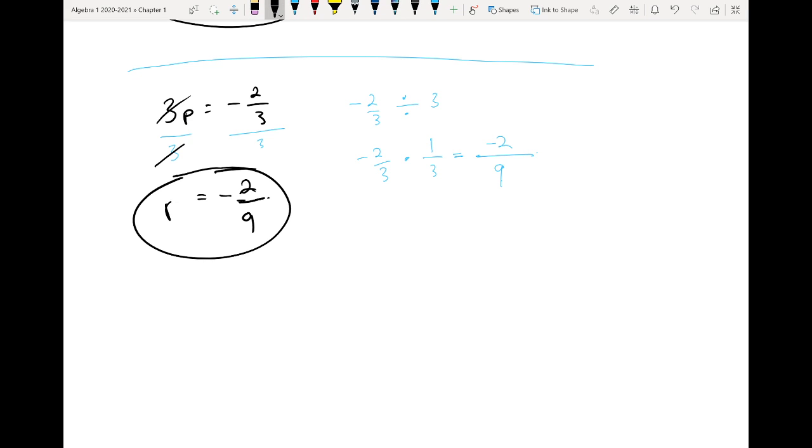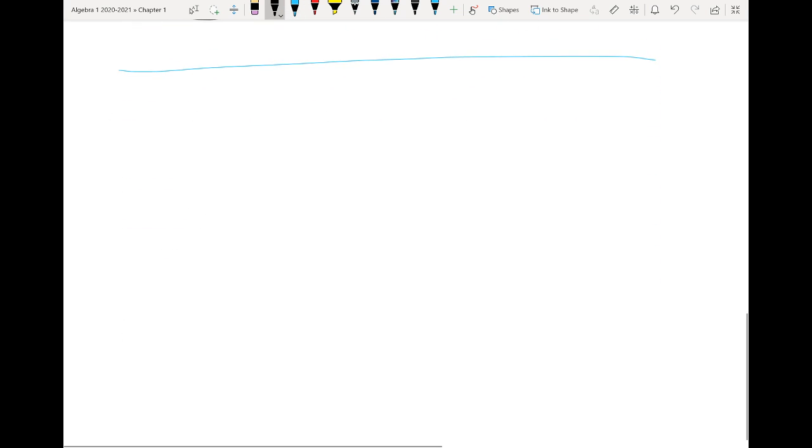Sure, my p is a lot clearer here for you. Further, I could even do this with symbols, right? Let's say I'm solving for x.